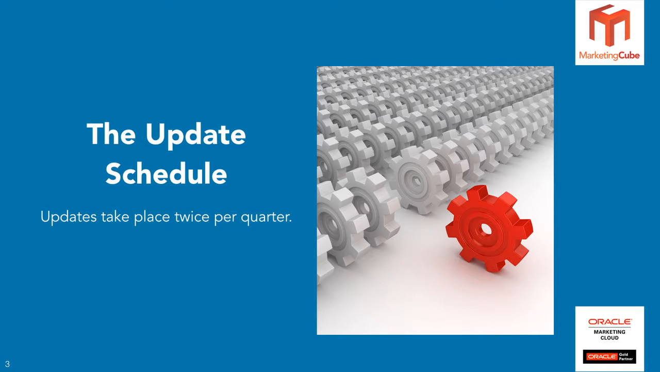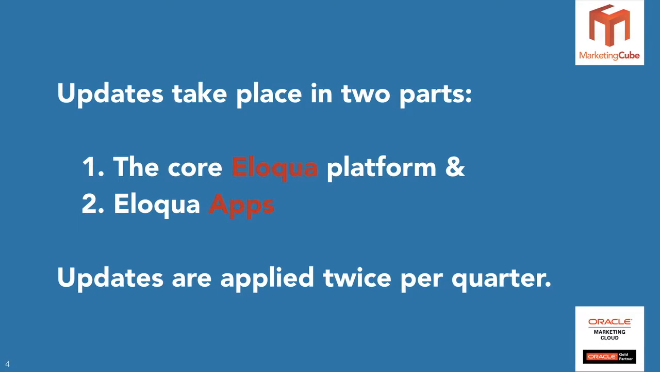Okay, the update schedule. The first thing you need to understand is that the updates to the platform take place twice per quarter. The actual dates depend on your pod, and we'll explain what your pod is and how you can know which pod your instance of Eloqua is on in just a few moments. Updates take place in two parts, and as we said, there's the core changes to the platform itself. So Eloqua itself is receiving updates twice a quarter.